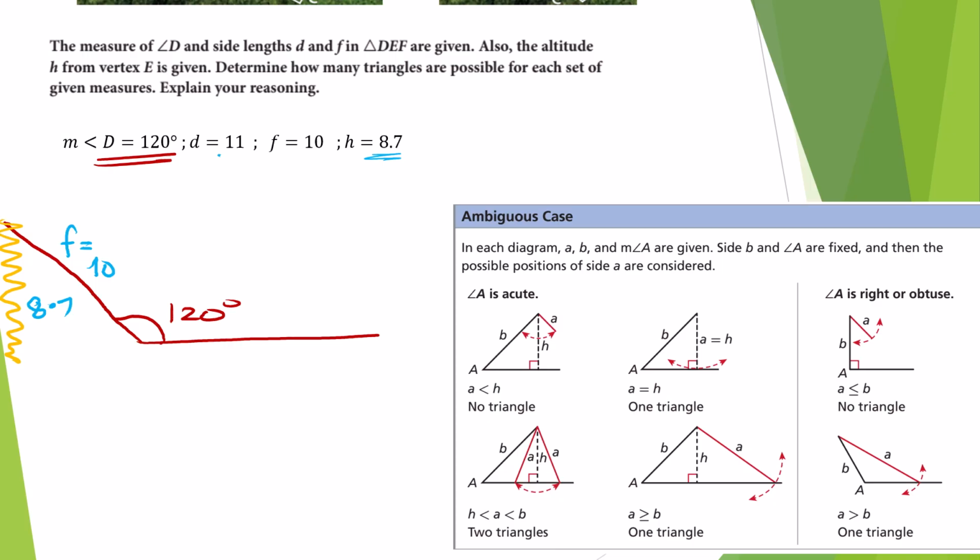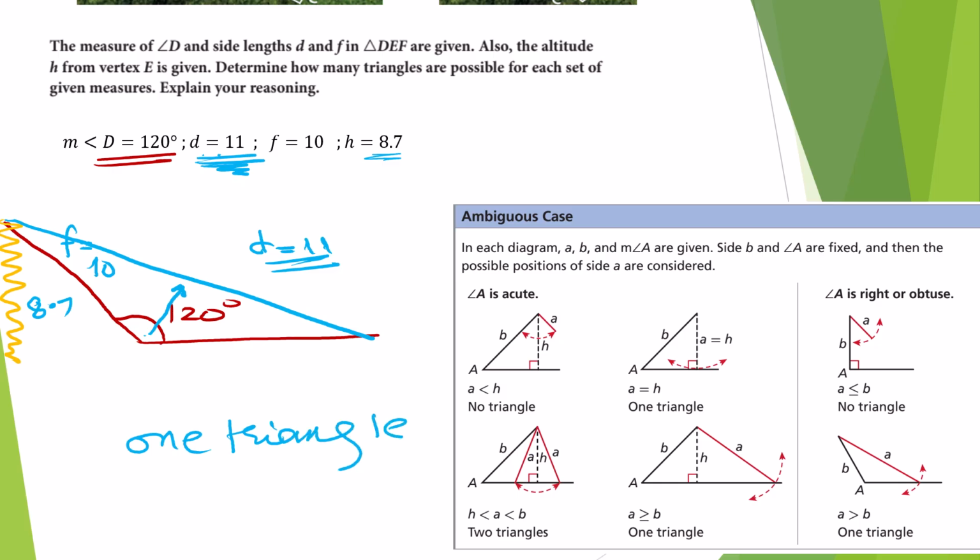Now look at this. D is the biggest side. If D is the biggest side, that means I can make the triangle. Why can I make the triangle? Because 120 is the biggest angle because it is obtuse, and the side D opposite to it is also bigger than F and also bigger than the height. So in that case, I can make one triangle.